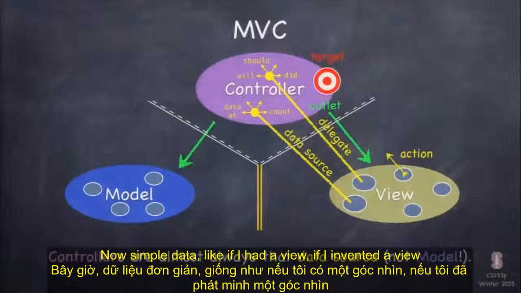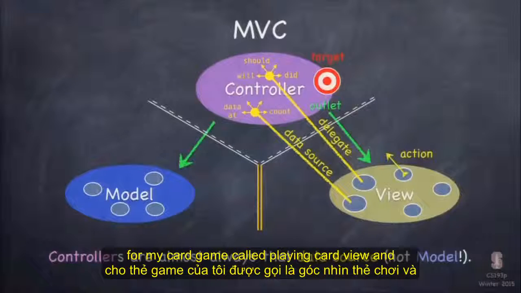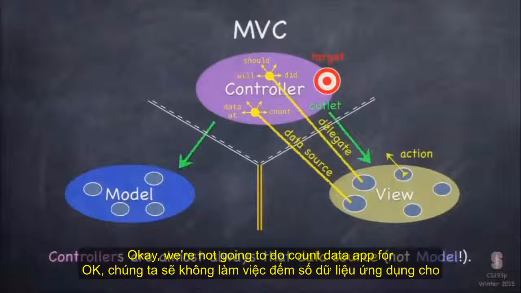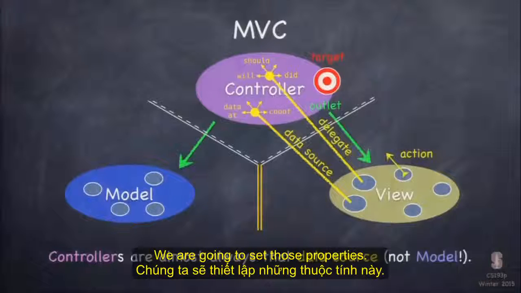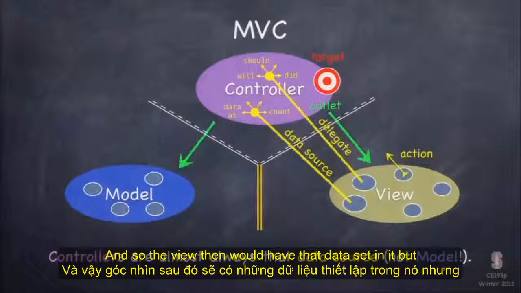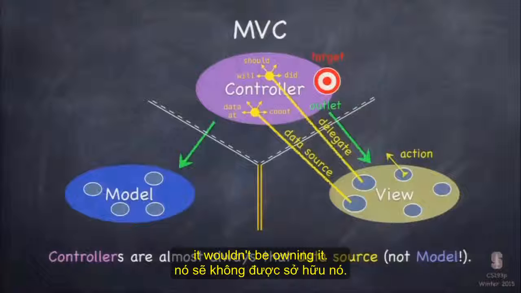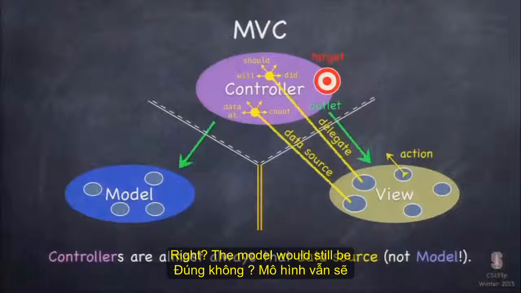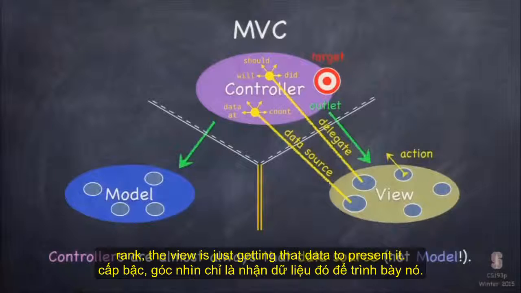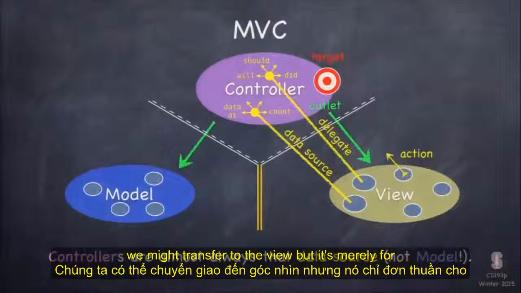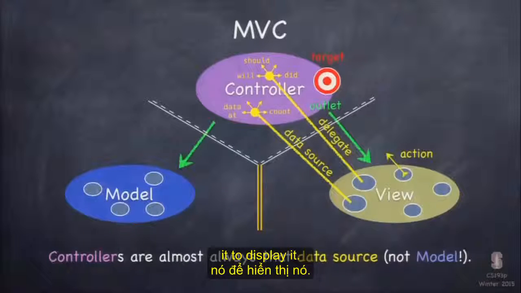Now, simple data, like if I invented a view for my card game called playing card view, and it just has a suit and a rank, we're not going to do count data for just suit and rank. We are going to set those properties. And so the view would have that data set in it, but it wouldn't be owning it, right? The model would still be owning the suit and rank. The view is just getting that data to present it. So simple data we might transfer to the view, but it's merely for it to display it.